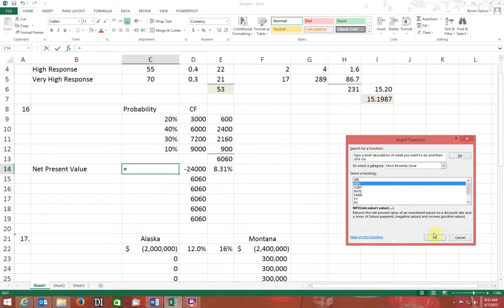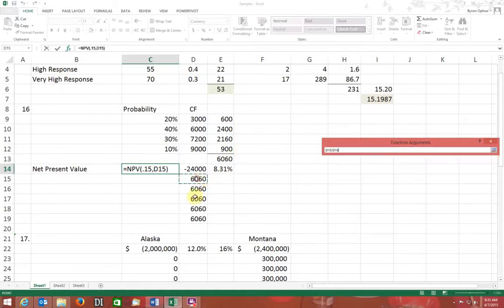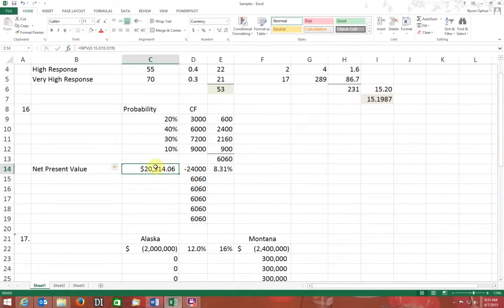And I'll click on my net present value. My rate is 0.15 or 15%, and I didn't have it entered anywhere, so I can just enter it into the problem. That's fine. And my values are those 5, right? 1, 2, 3, 4, 5. I click OK. There it is. And I said my investment was $24,000. I'm only going to get a net present value of $20,000 for that 5 years. That's not so good, so I don't like that. I wouldn't invest in that.